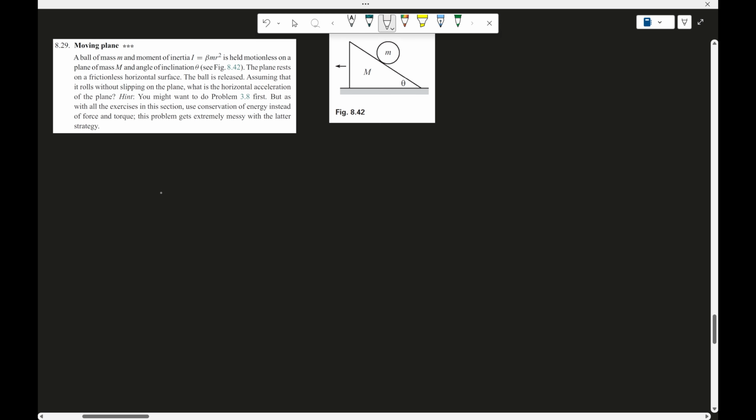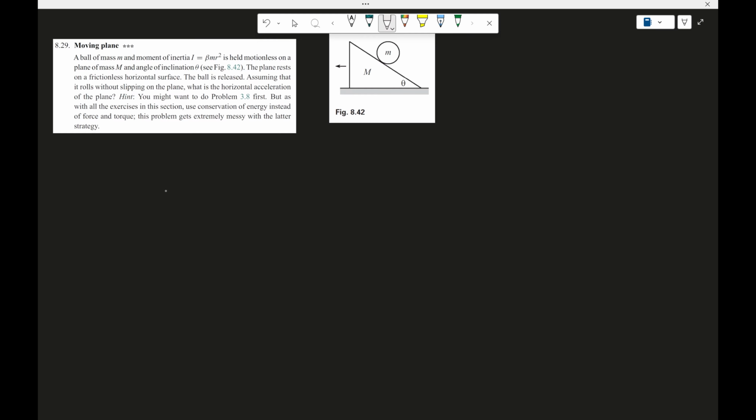Hello everyone. So today we will talk about exercise 8.29, moving plane. So this question is about this ball of mass m on a slope with mass capital M.